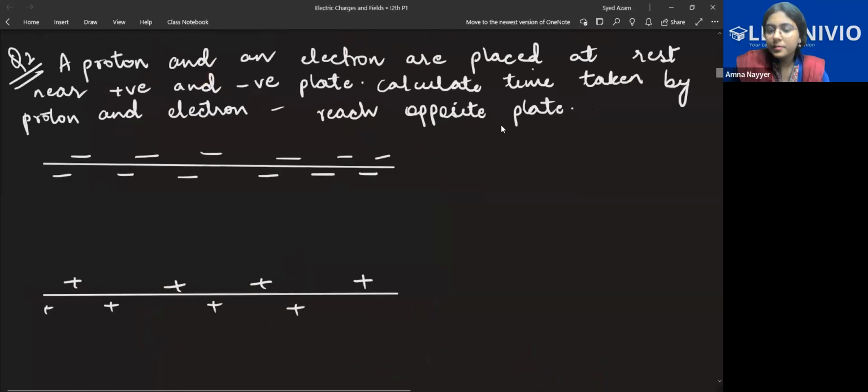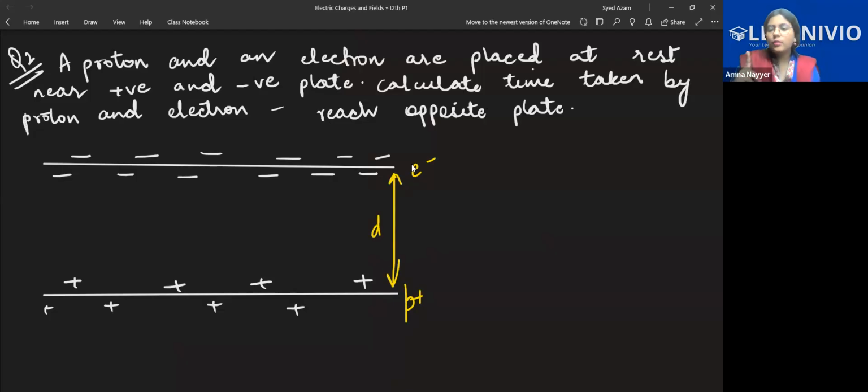That is the questions. How do questions come? So this is a very common question that comes. A proton and an electron are placed at rest near the positive and negative plates. Means the proton is here and the electron is here. Now, obviously, they'll get attracted towards the opposite plates. So it is saying calculate the time taken by the proton and electron to reach the opposite plates. They have started from rest and they are moving like this. Now we'll calculate first for one.